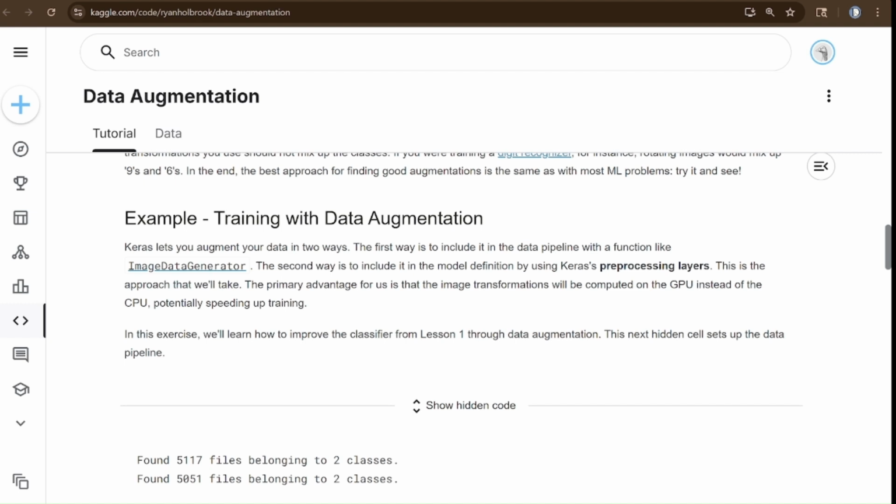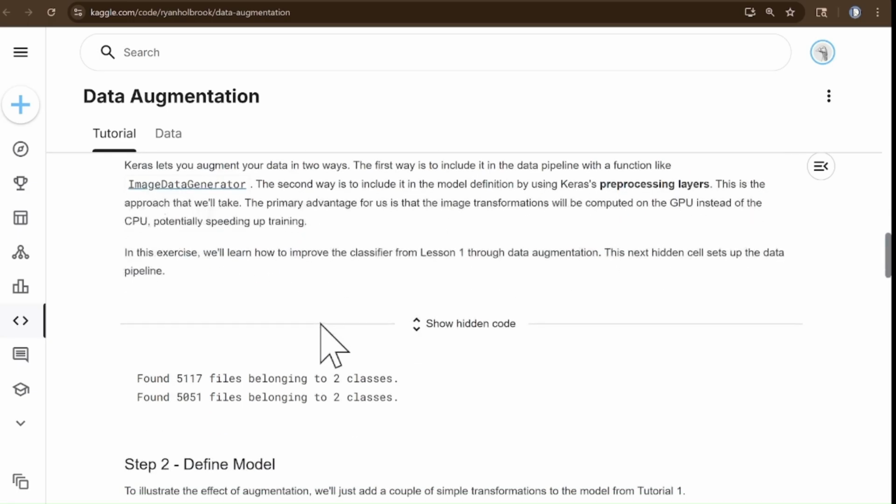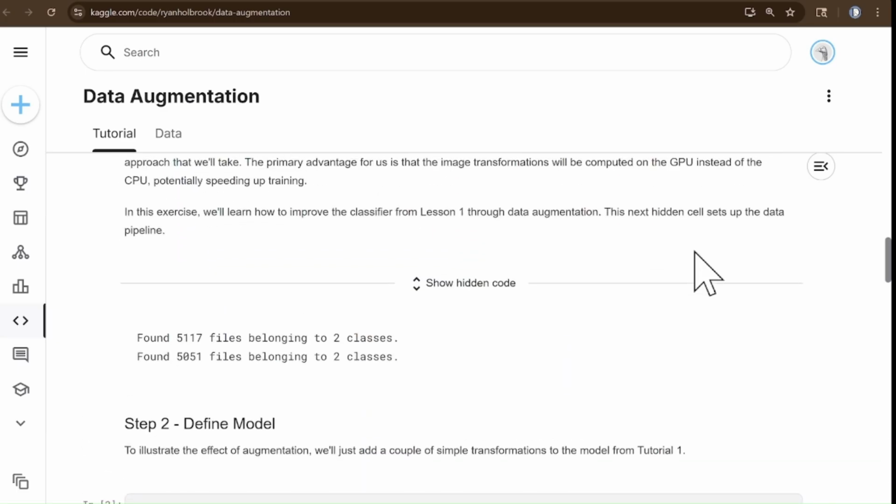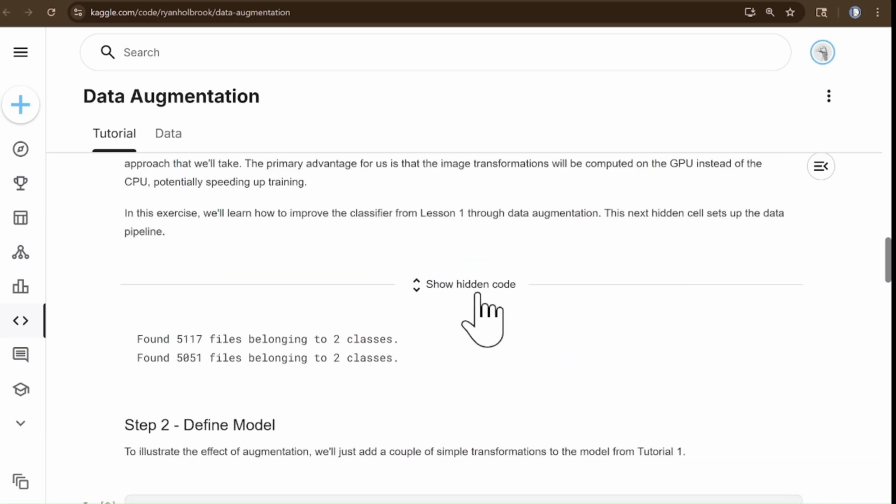Keras lets you augment your data in two ways. The first way is to include it in the data pipeline, using ImageDataGenerator. The second way is to use Keras's preprocessing layers. This is the approach that we will take. The primary advantage for us is that the image transformations will be computed on the GPU instead of the CPU. In this exercise, we will learn how to improve the classifier from lesson 1 through data augmentation. The next hidden cell sets up the data pipeline.